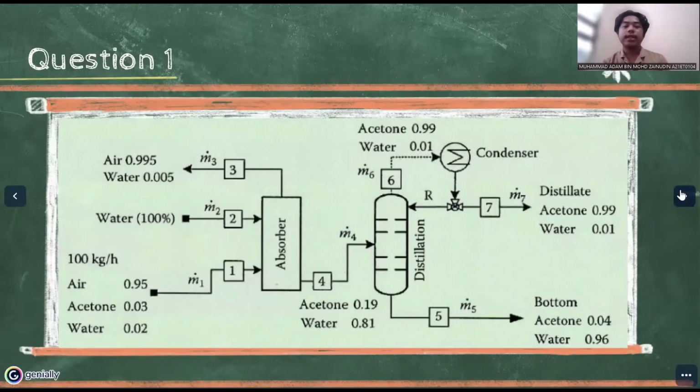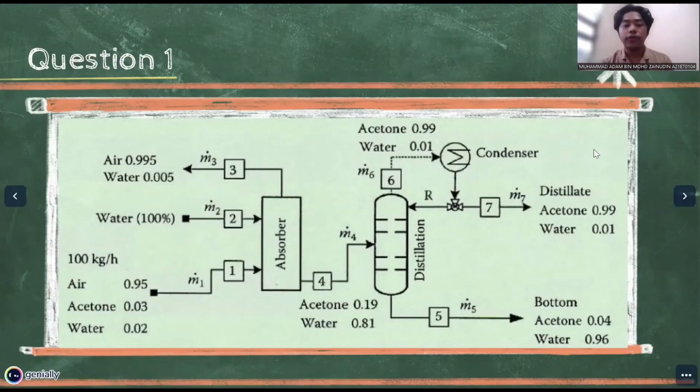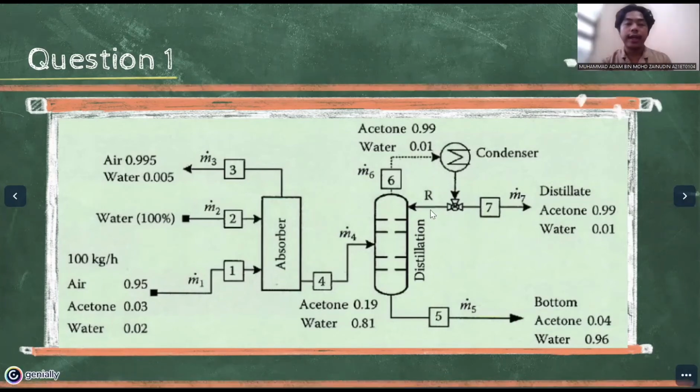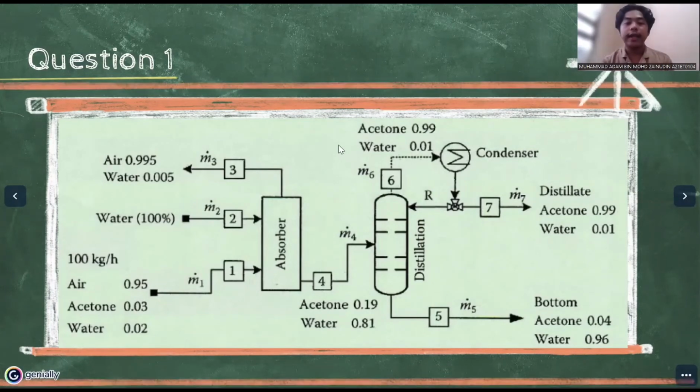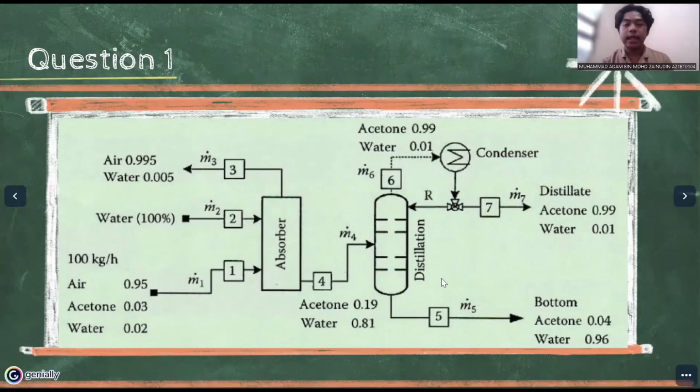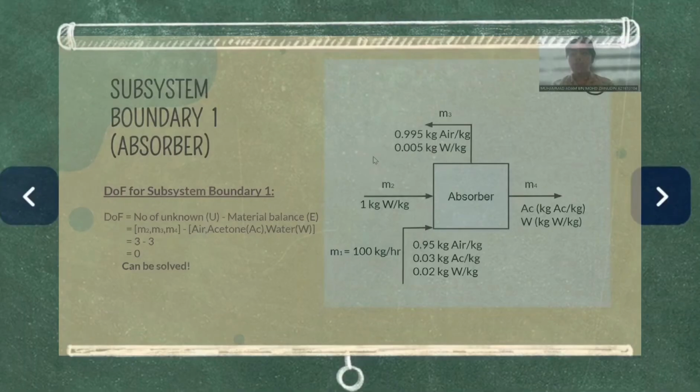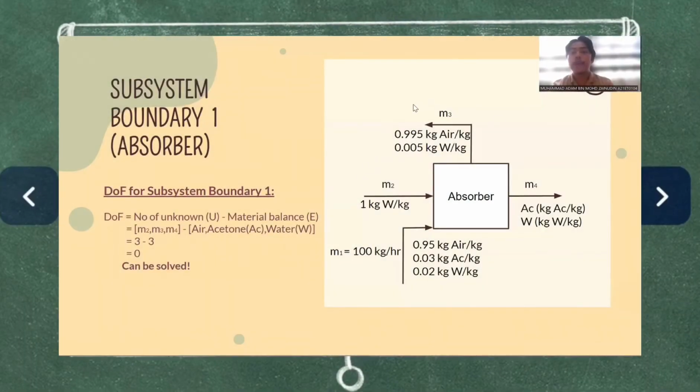Luckily, it is a direct question actually, because the question already gives the overall flow rate. So if we want to find all the unknowns, we need to divide into two subsystems, which are the absorber and distillation as the question stated. For the condenser, no need to find it because the question doesn't ask for the mass balance for the condenser, M6, and also R. So we can find the mass flow rate for M2, M3, and M4 based on this flow chart of subsystem boundary 1, the absorber.